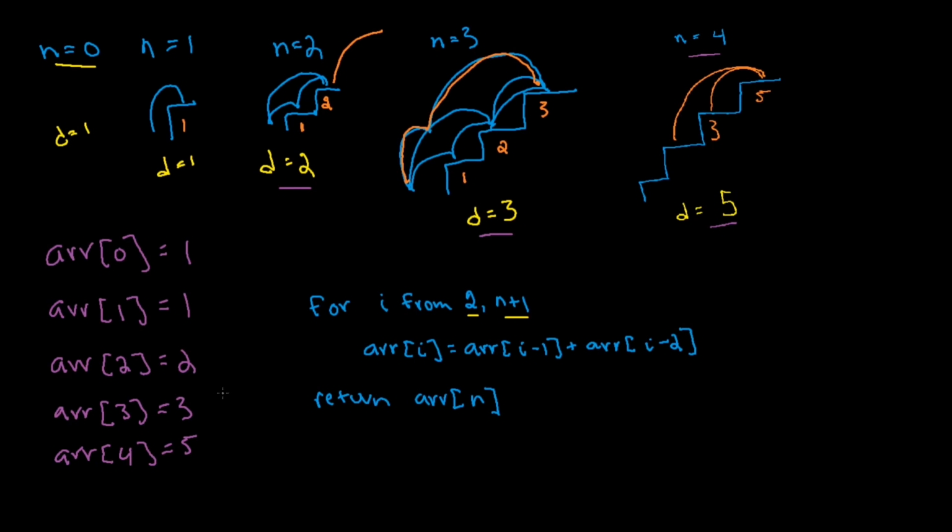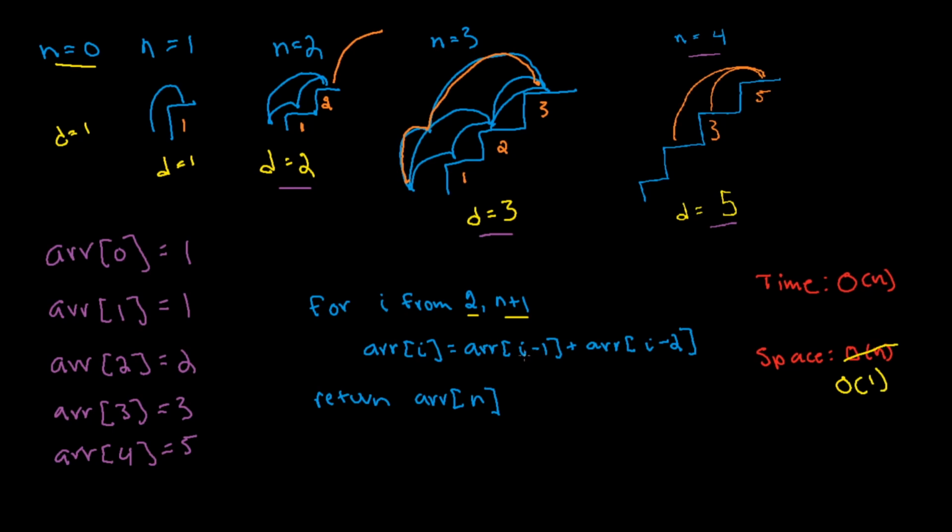And the solution here with the array would take us O of n time, because we have to iterate from 2 to n plus 1, and the space would be O of n, because we need to store all of these values in an array. But there's actually an improvement we can make here. Instead of O of n space, we can actually solve this in constant space.